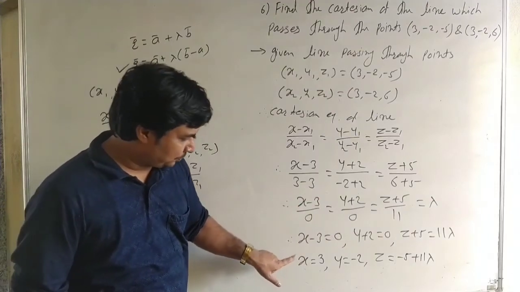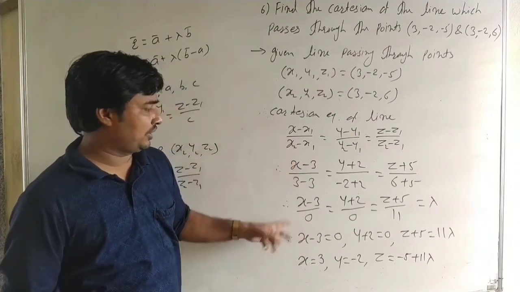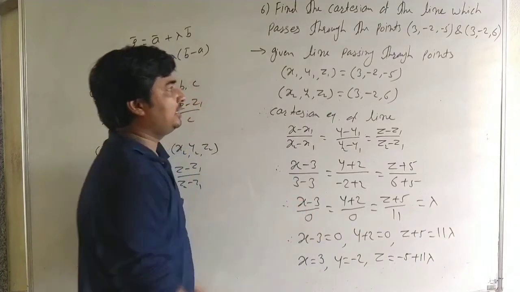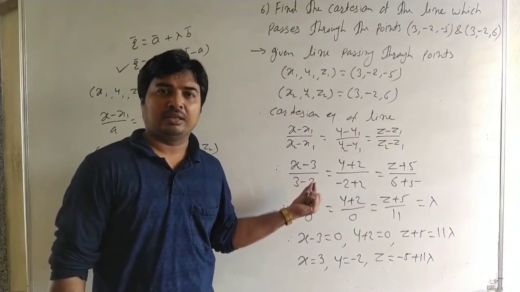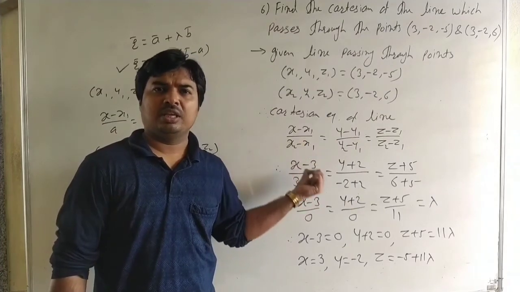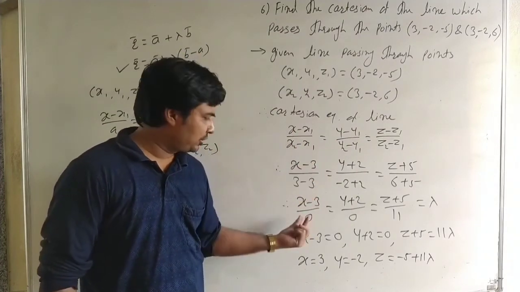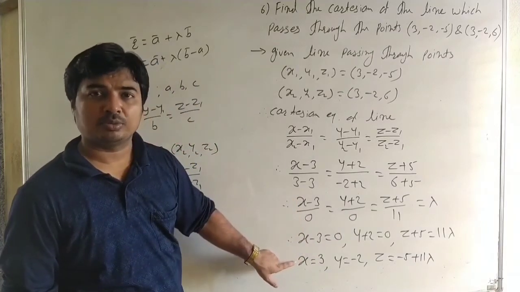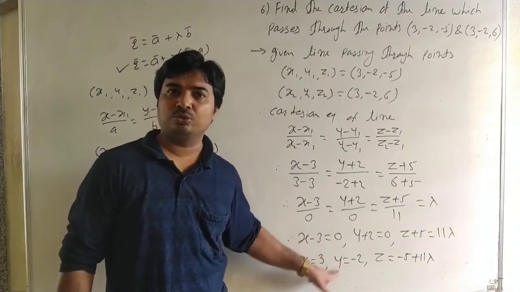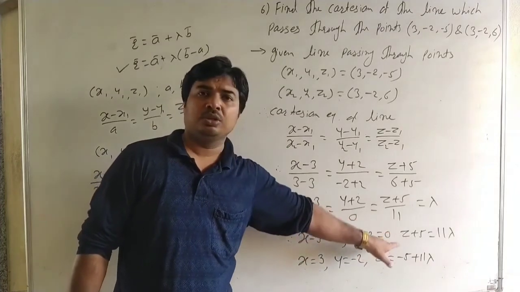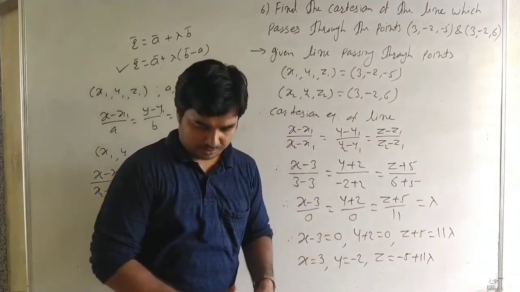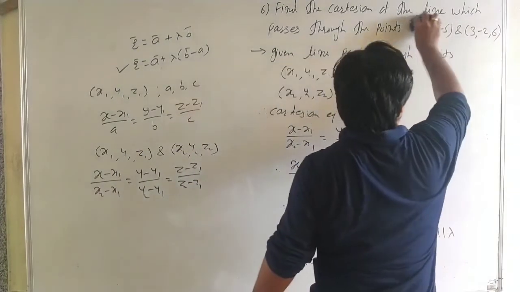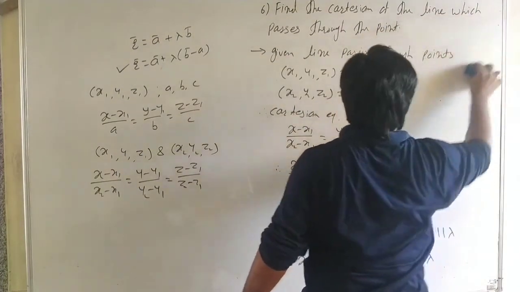Now it is a Cartesian equation. See carefully, when in the denominator, out of the direction ratios a, b, c of a line, any one is 0, then the equation of line can be written in this form: x is equal to 3, y is equal to minus 2, and z is equal to minus 5 plus 11 lambda. Now we see the next example. The next example is the same, passing through 2 points.